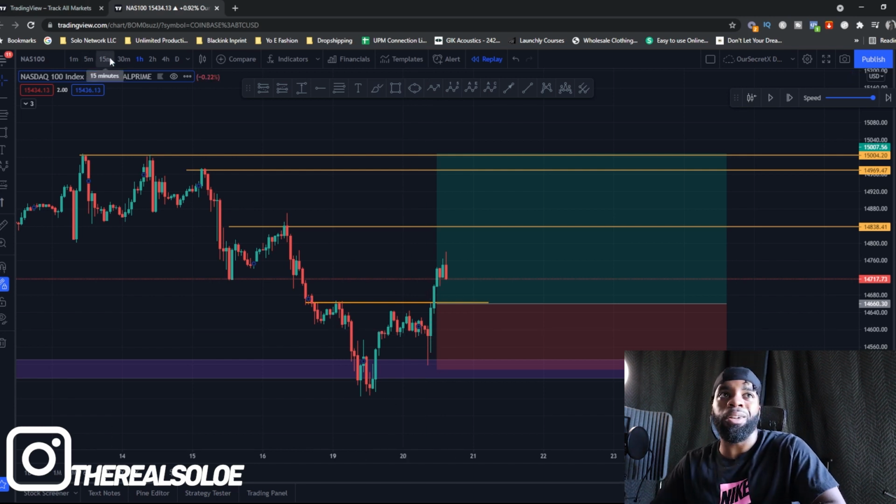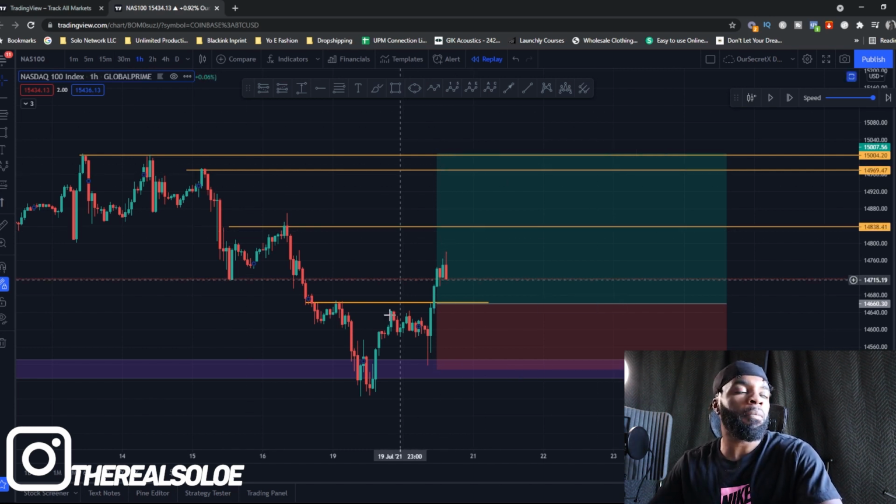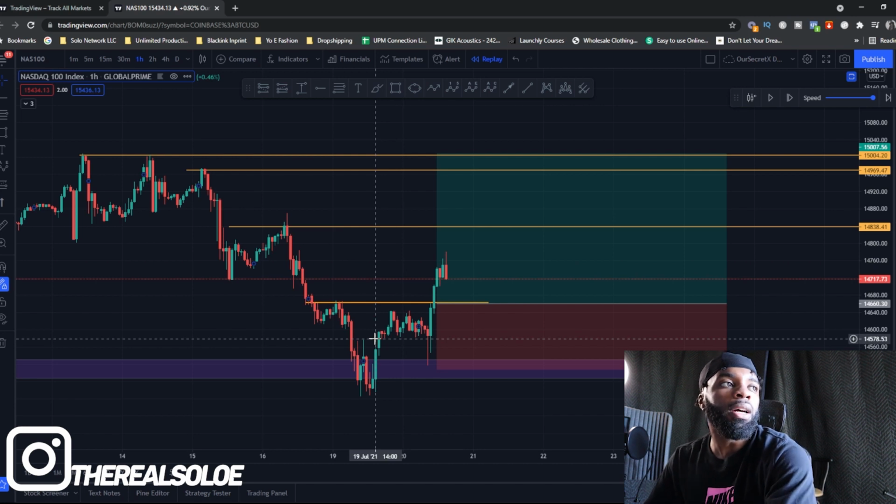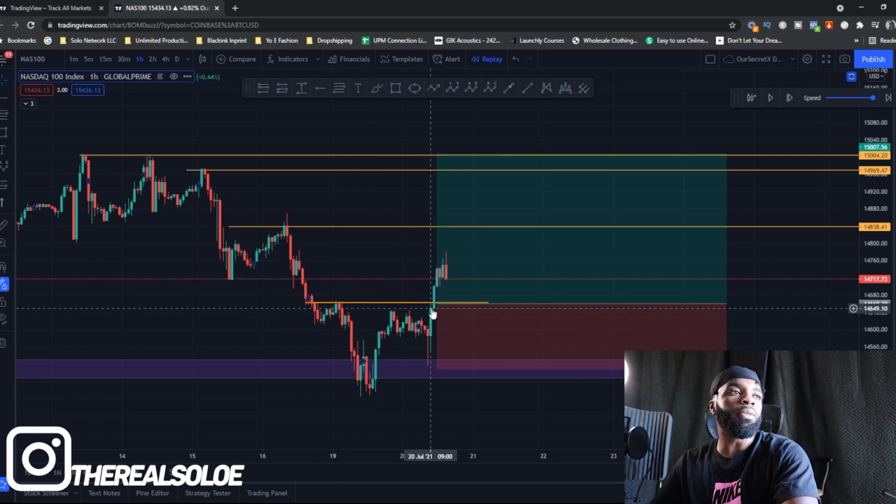I'm not going to go on a 15. I don't think it will allow me to if I do it. I don't know. Sometimes TradingView throws me off a little bit with the replay when I go on a smaller time frame. But anyway, you just have to, boom, get in there right there.